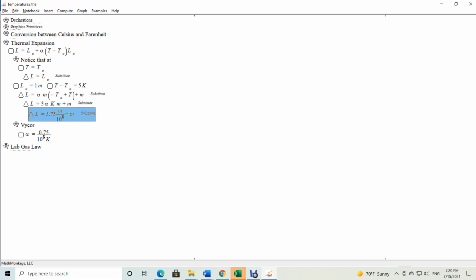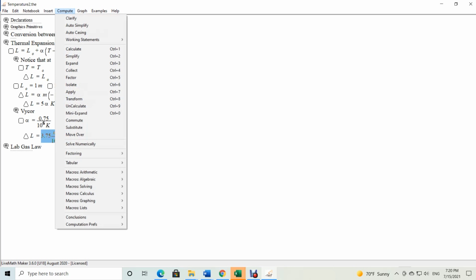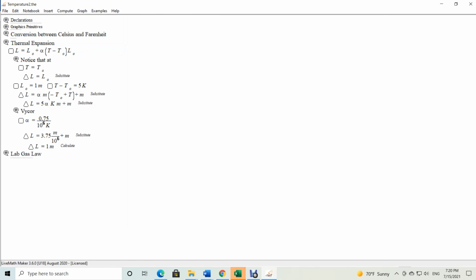What was 1 meter becomes 1 plus 3.7 microns. That's how much this special type of glass expands. Let me see if I can put that in actual numbers. It's so small that the calculator is not getting the numbers.